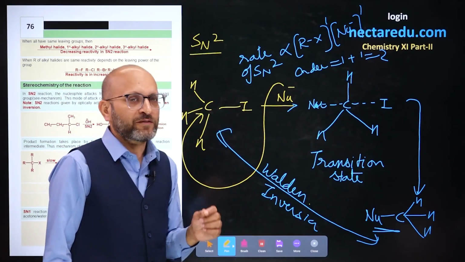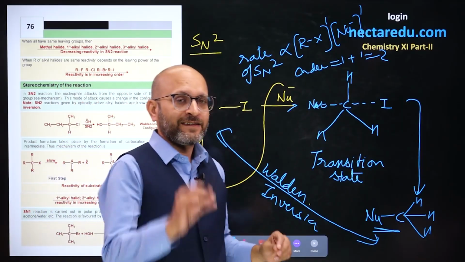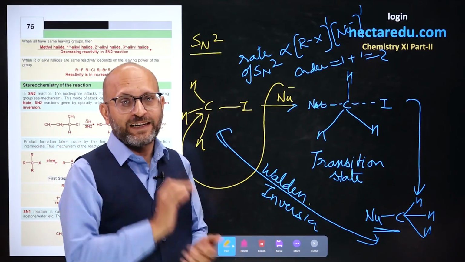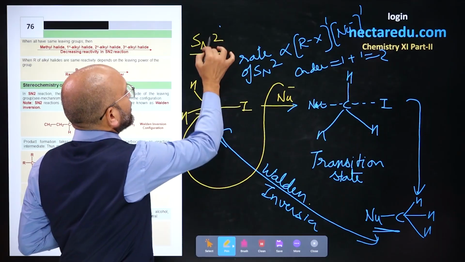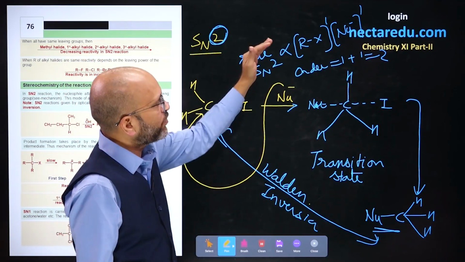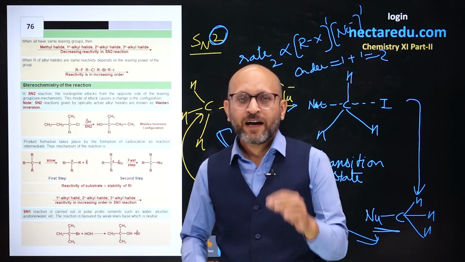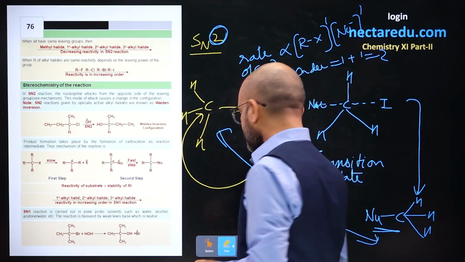We have two reactant molecules, one is the nucleophile, one is the alkyl halide. So, with two reactant molecules, that is why the reaction is a bimolecular reaction. That is why you have this 2 over here, because we have two reactant molecules as well as the order of the reaction is 2. So, it is a second order reaction and a bimolecular reaction.